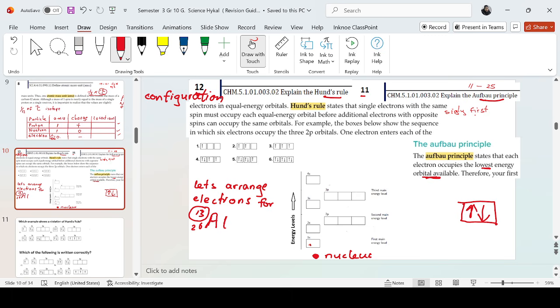The first electron must come to the lowest energy level, up, the second one down. They are in the first energy level. 1s, how many electrons? 2. When this one is filled by 2, we go to the next energy level, which is number 2. Remember, we are arranging 13.